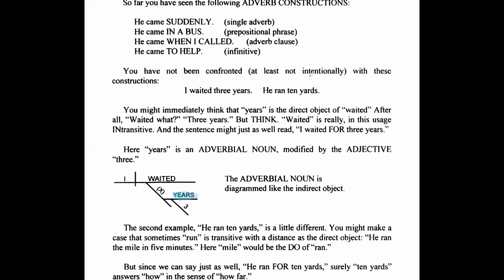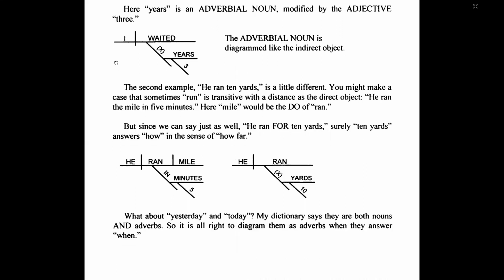But she says here, but since you can say just as well, he ran for 10 yards, surely 10 yards answers how, in the sense of how far, right? I waited 3 years. How did you wait? Right? 3 years.